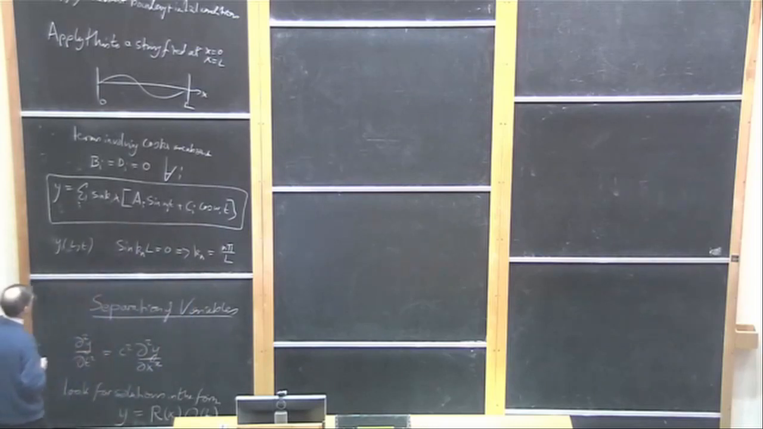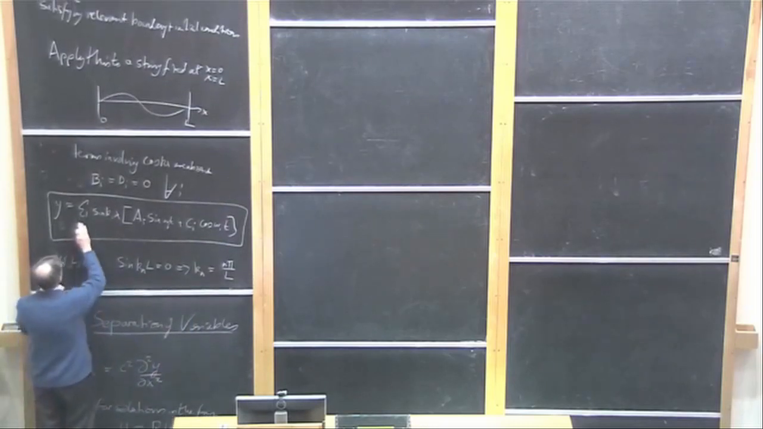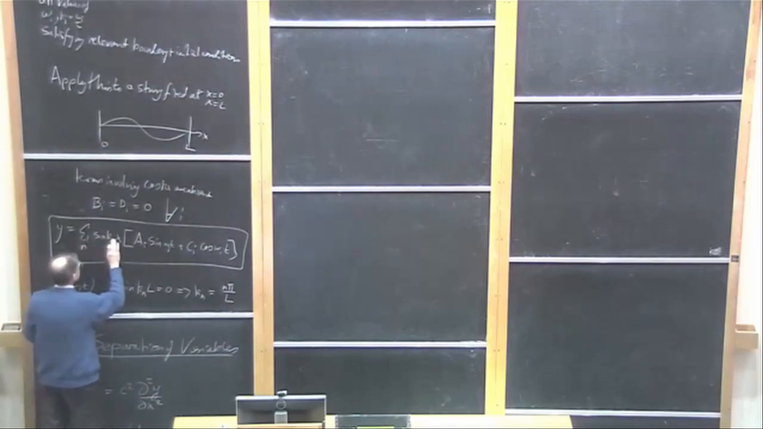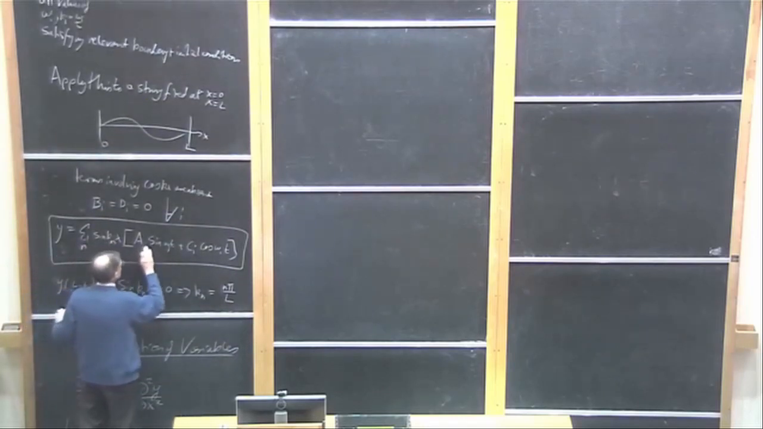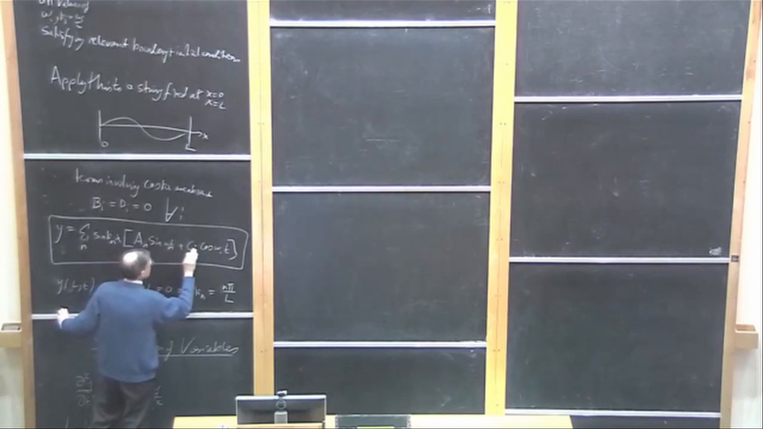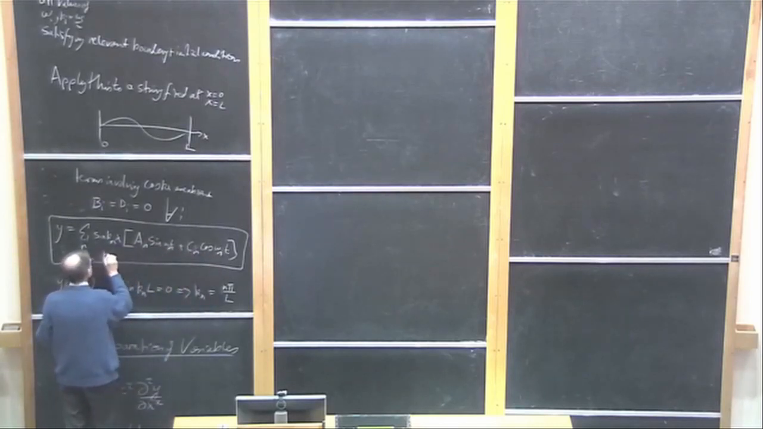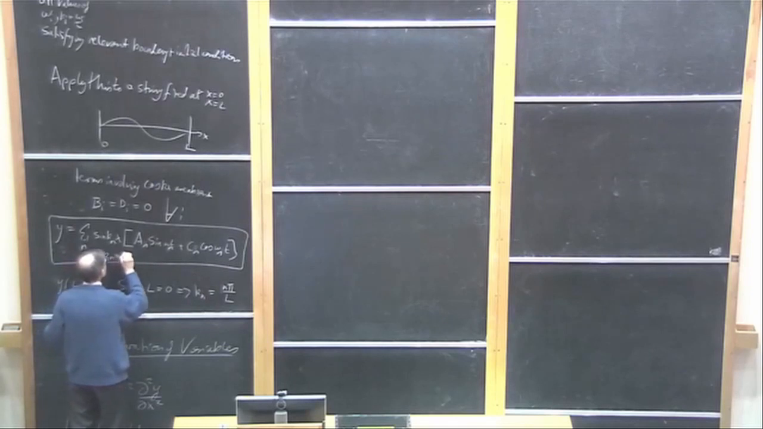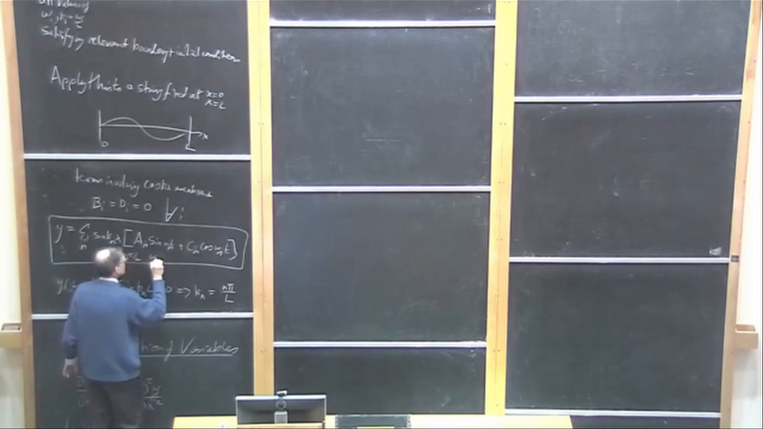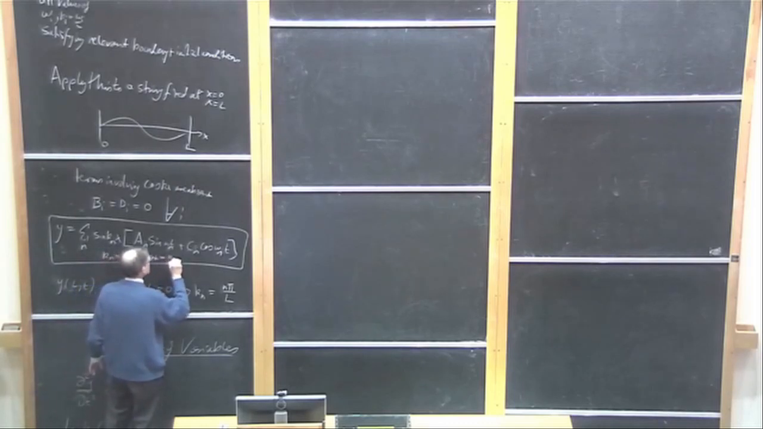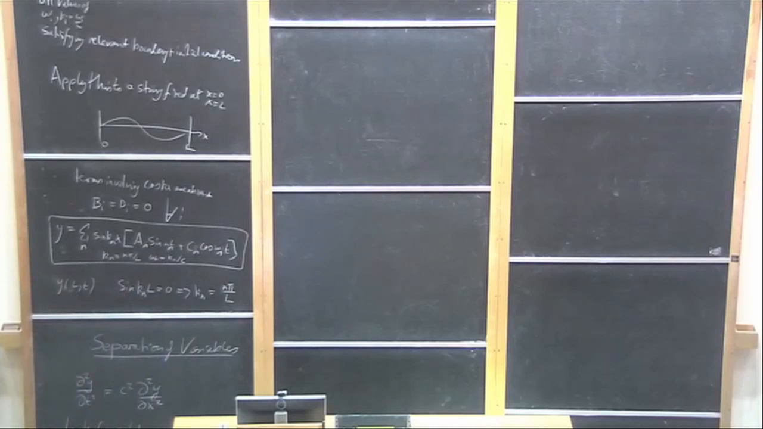So we've actually got this solution here, but we're summing over n, where k n is n pi over L, and omega n equals k n times c. And that is my general solution for a wave on a bounded string.